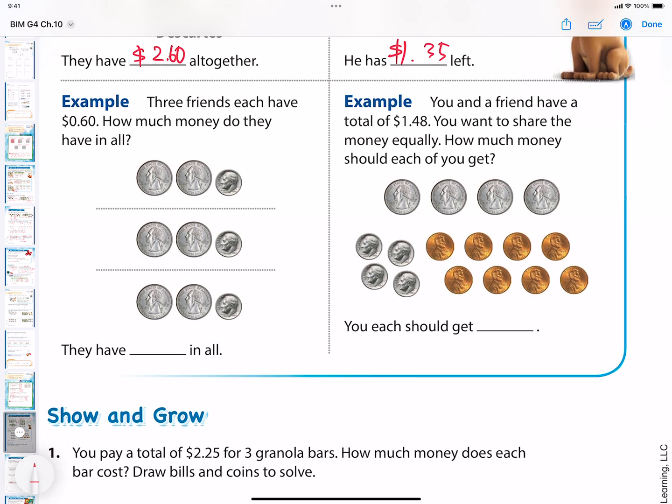Now next example. Three friends each have 60 cents. How much money do they have in all? So now here, 0.60 times 3. That's it. Three friends. All right. 3 times 0 is 0, right? And 3 times 6 is 18. Carry 1 up and put this decimal down in here. So the answer is $1.80.